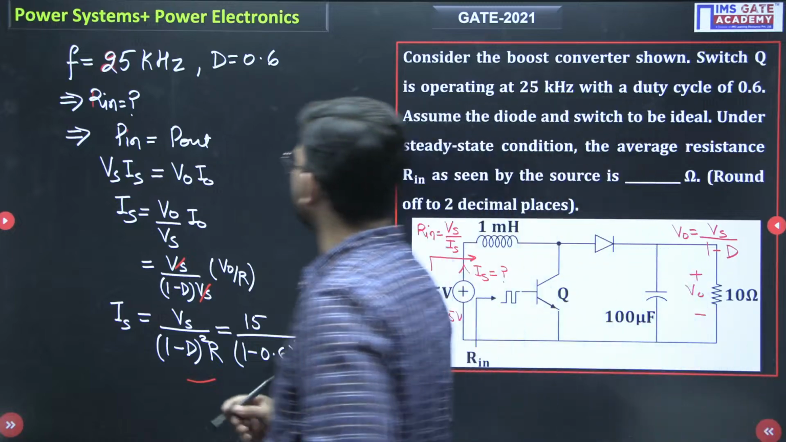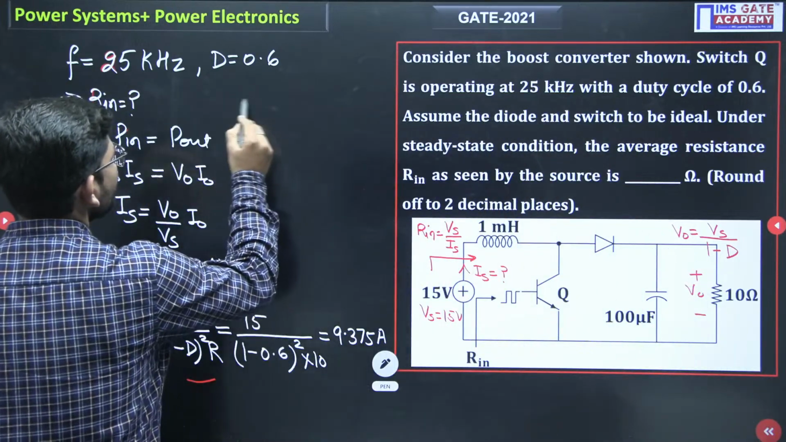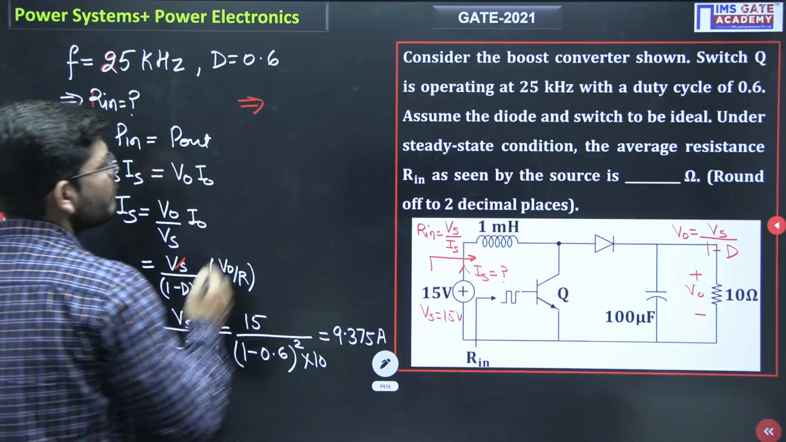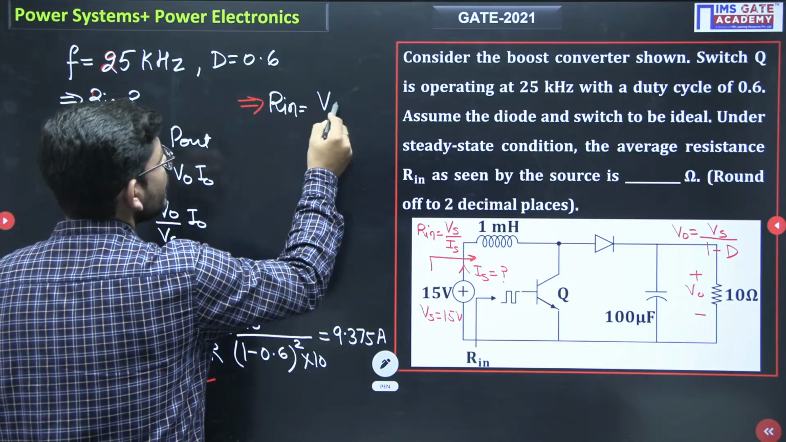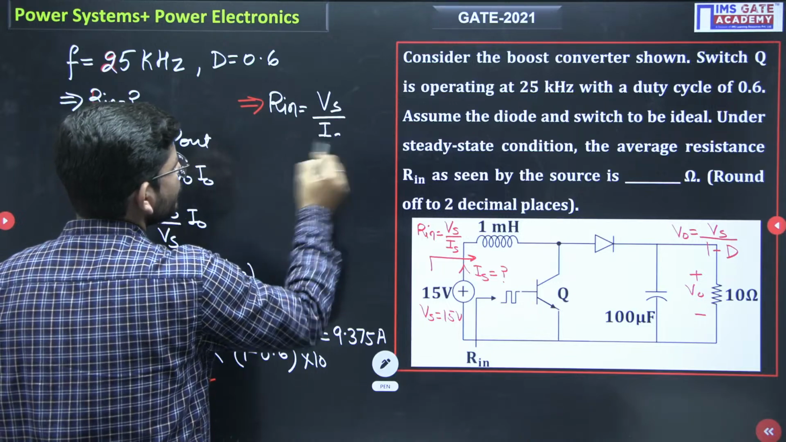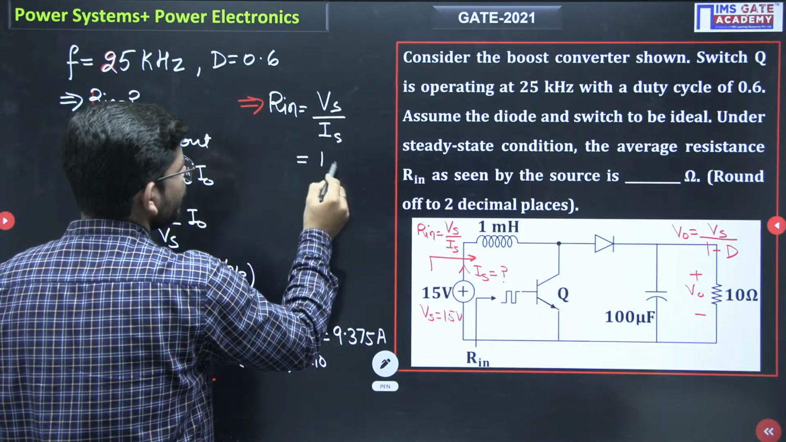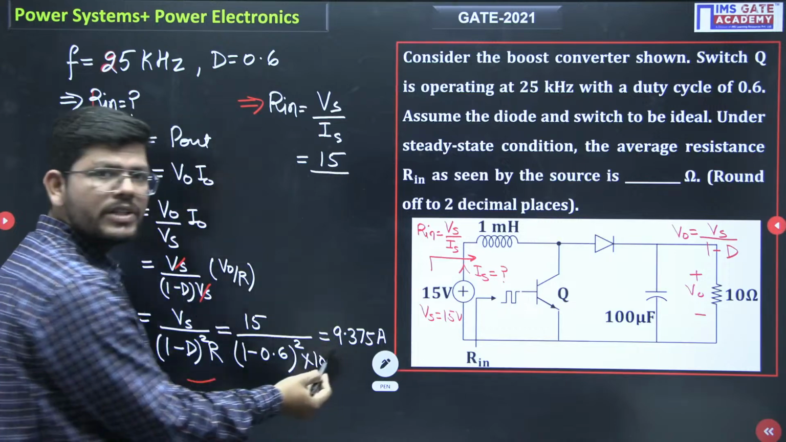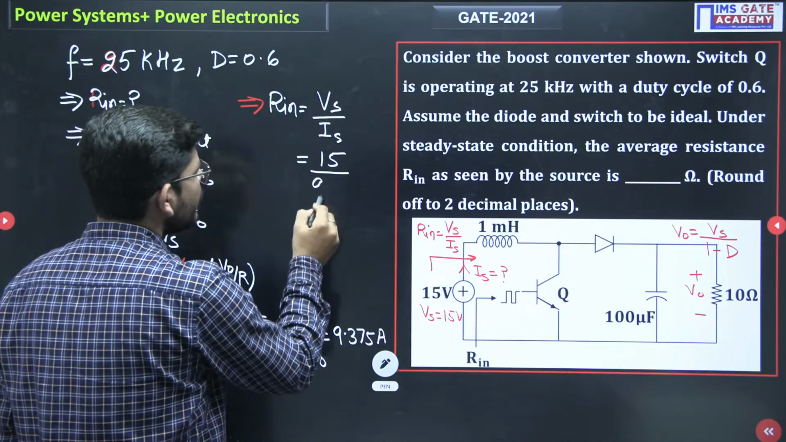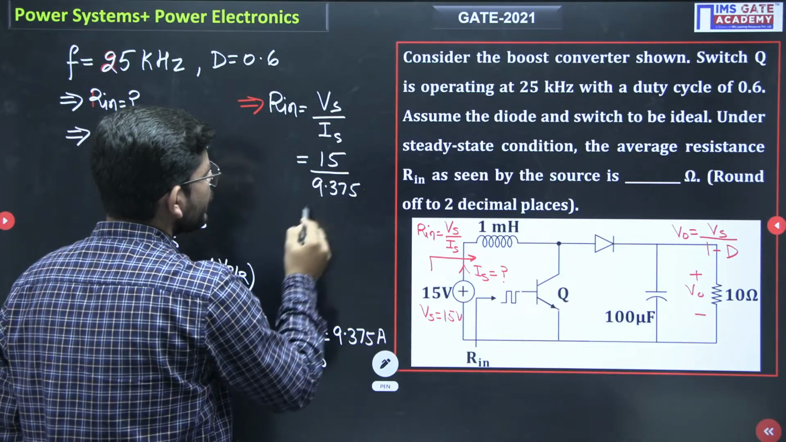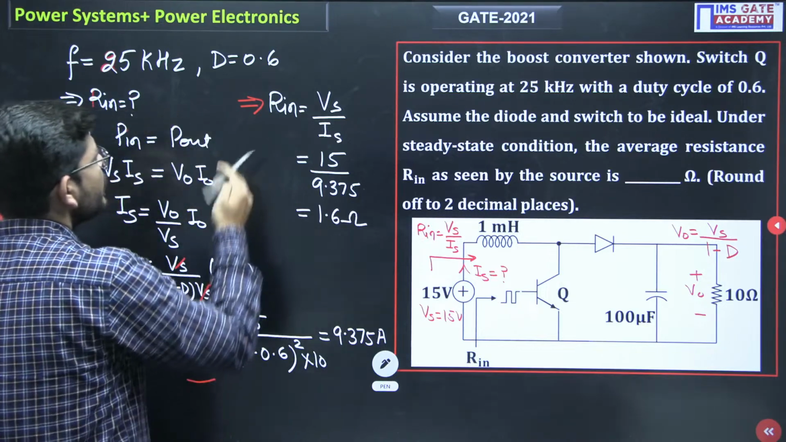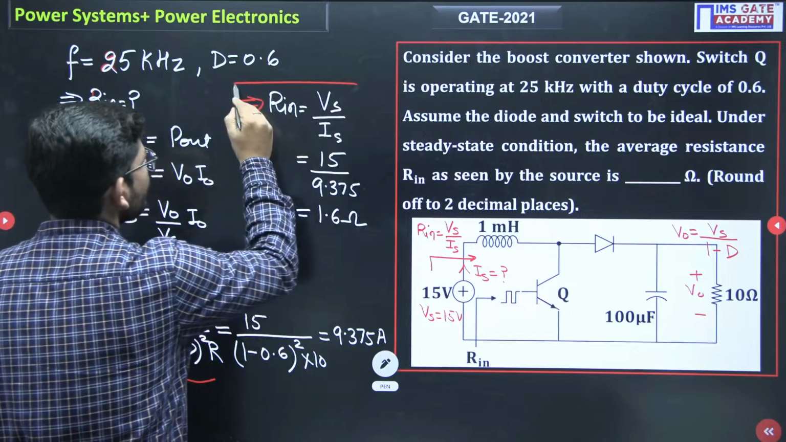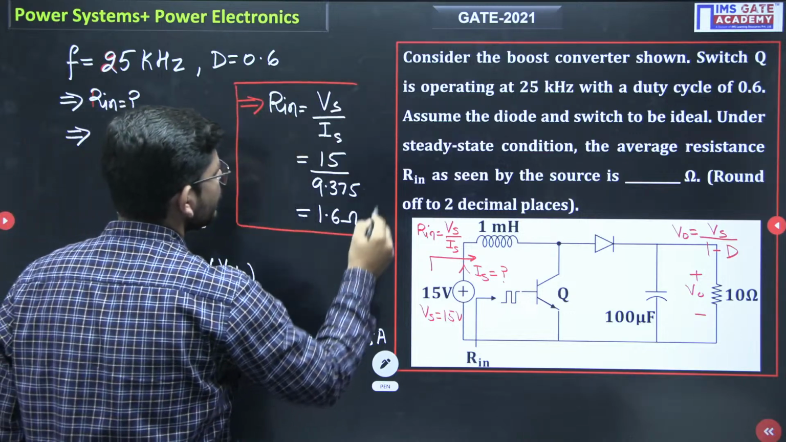Now come back to the statement again. What we have to find here? We have to find what will be the value of input resistance. So input resistance is Vs over Is. Now Vs is 15 and you have found that Is value is 9.375. Once you put this value, you will get an answer of 1.6 ohm. So this is a small exercise you have to do and you will get your answer.